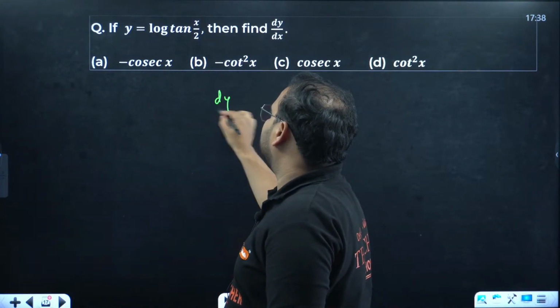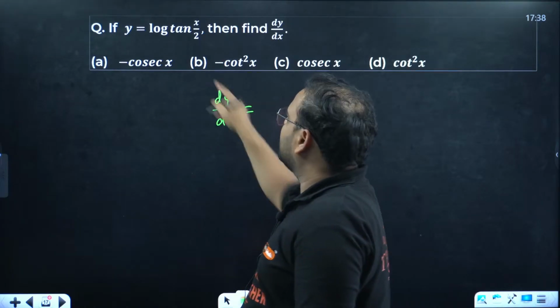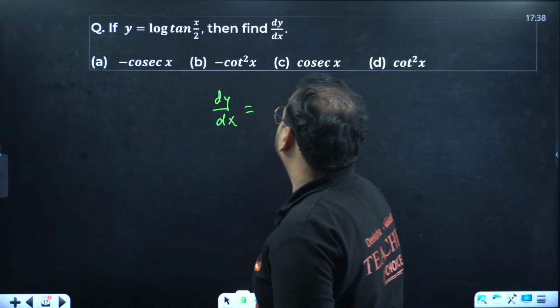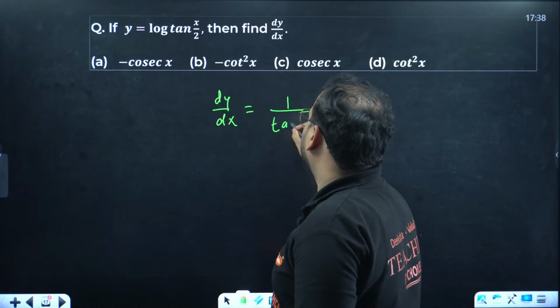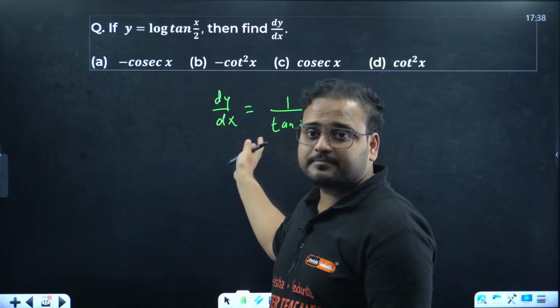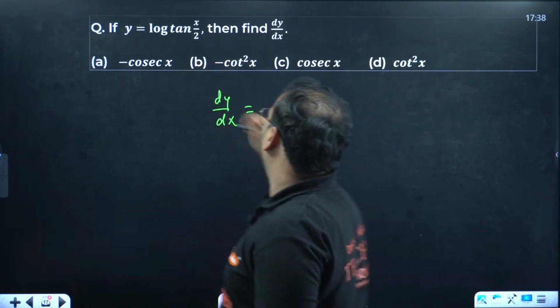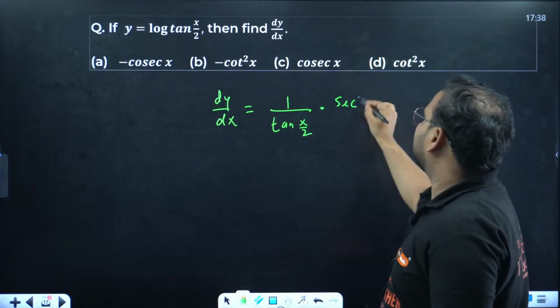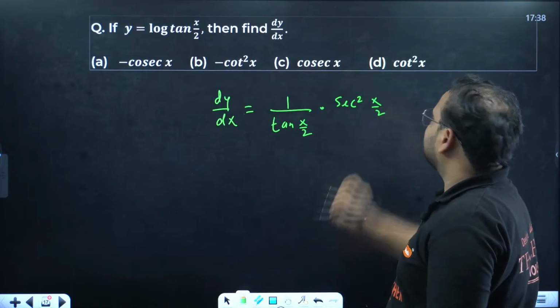So to start, dy by dx equals the derivative of log, which will be 1 by tan x by 2. That's for the log derivative. Differentiate tan now. You'll have secant square x by 2.